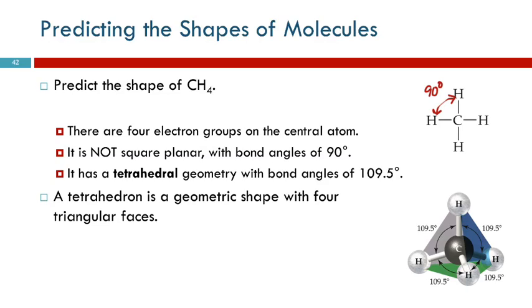Unless you play Dungeons and Dragons, there are dice that are shaped like tetrahedrons and octahedrons and all kinds of other hedrons, right? Various sides. So this is a tetrahedral shape, a tetrahedral geometry. And this is what happens every time we have 4 electron groups, because that's how they're going to spread out from each other. Any questions?